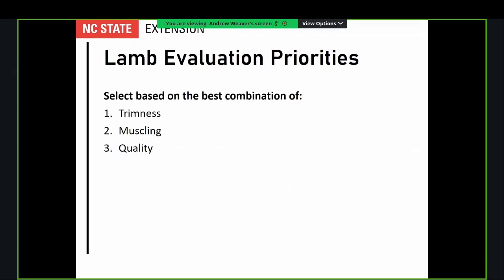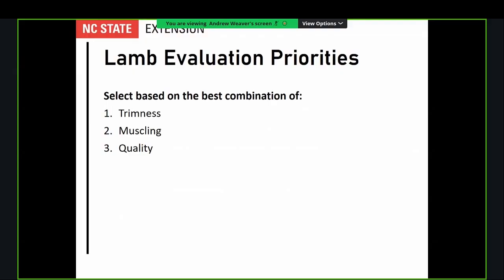So we think about evaluating lamb. Trimness, muscling, and quality are three attributes that we look at from a meat judging standpoint, you could say. And quality is a tricky term. It's kind of a confusing term, and I realize that. Quality, as it refers to from a meat science standpoint, is referring to the attributes that impact the tenderness, juiciness, and flavor of that final product. So those attributes impact the eating quality, the eating experience for the end consumer.